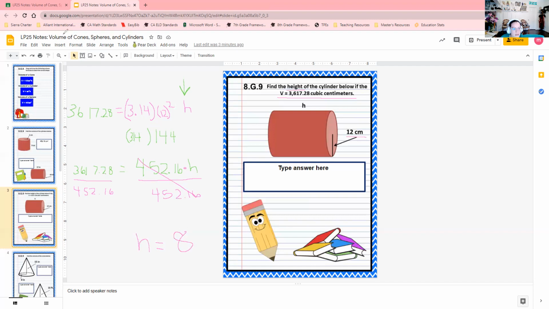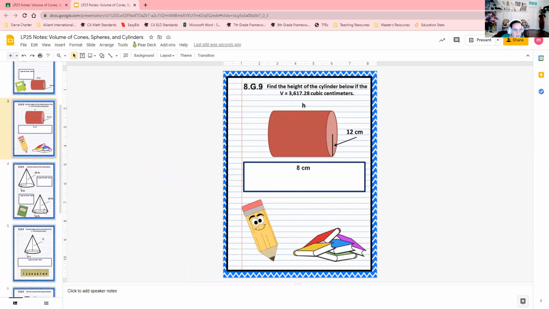Now make sure when you type your answer in, that height is 8 centimeters. Okay, make sure we're using the proper units here. And that's it. Plug it in and solve, just like we have been doing for the last few weeks now. Okay, and that's it for our cylinders.